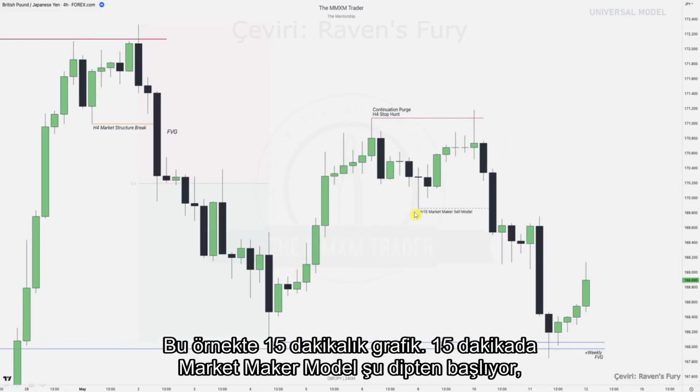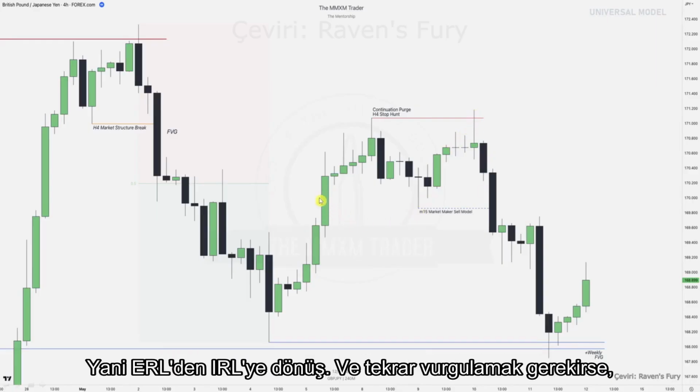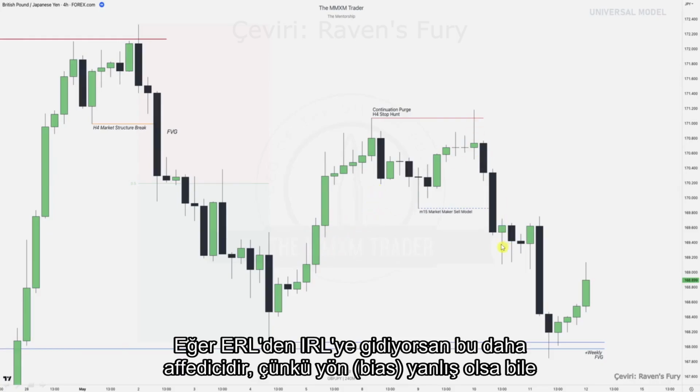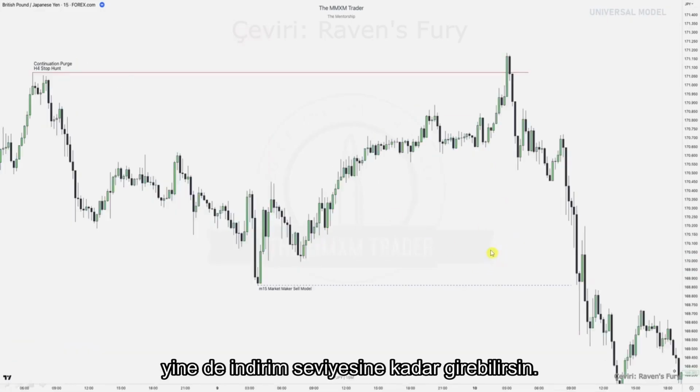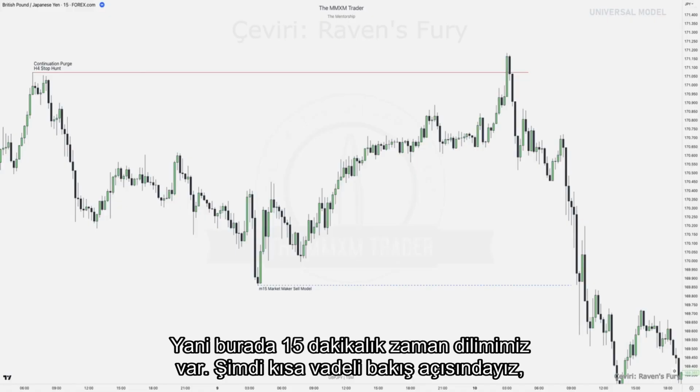The market maker model on the 15 minutes starts down from this low, right? So from external back to internal range. And again, reiterating, if you have external to internal, it's more forgiving, because even if the bias is wrong, you can still get into that discount level. So we got that 15-minute time frame over here. So now we're on that short-term perspective, right?